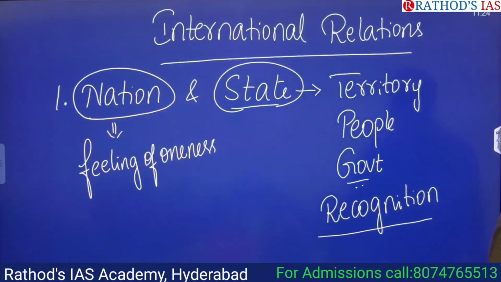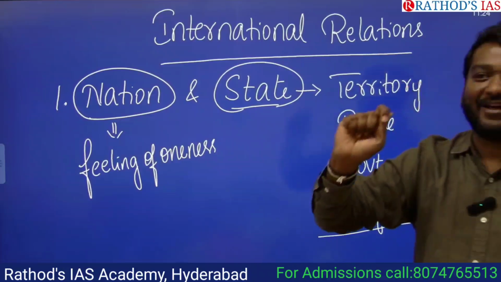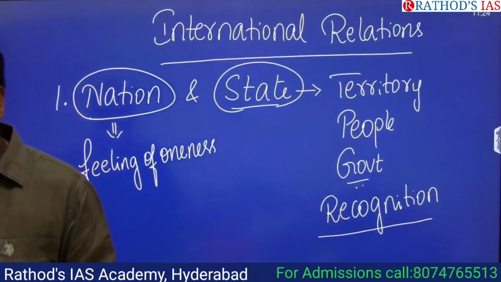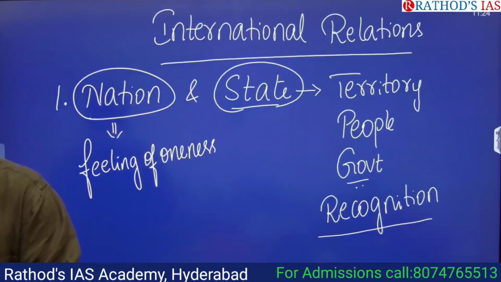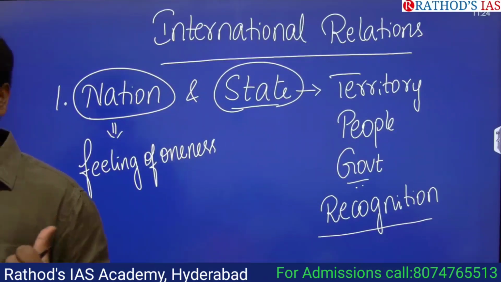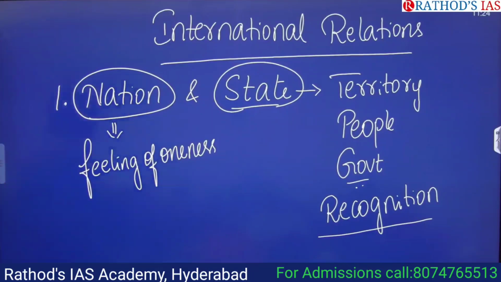I was watching a cricket match. Like, an India-Australia cricket match was going on. All Indians were there. They were having the India flag. They were waving. One guy was there with a TDP flag. He was waving the TDP flag. What? The feeling of oneness on the basis of language, religion, ethnicity, culture, shared history. That is called a nation.